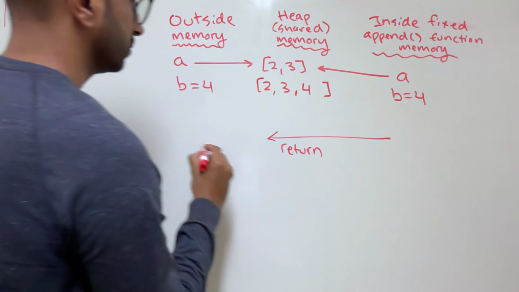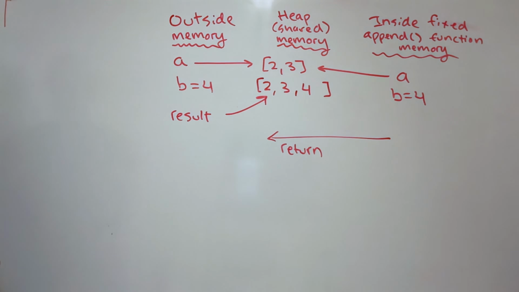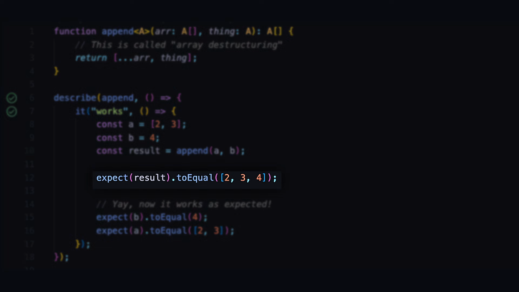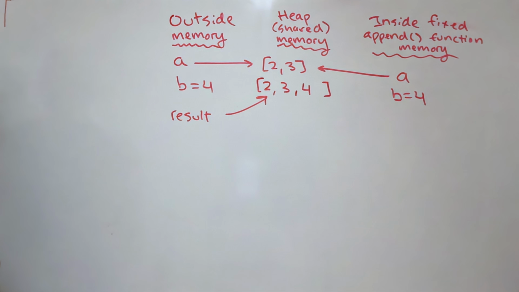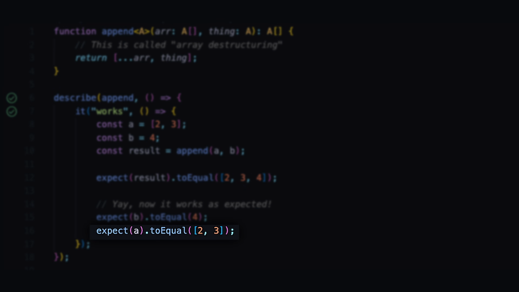Now on the outside, we take that reference and store it to the variable result. At this point, the variables a and result actually point to two different places in memory. And that's why when we expect result to equal 2, 3, 4, it does, because it's pointing to the new array we created, which has that extra element added on to the end. And the variable a is pointing to the old location in memory, which we've left untouched. So it still equals 2, 3.